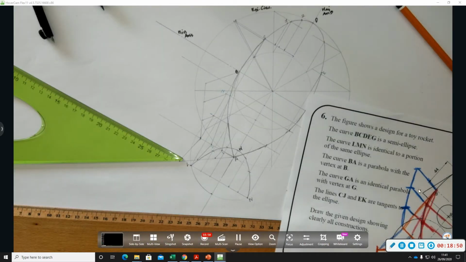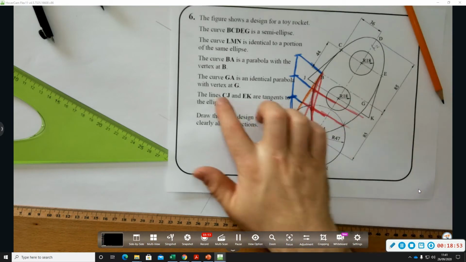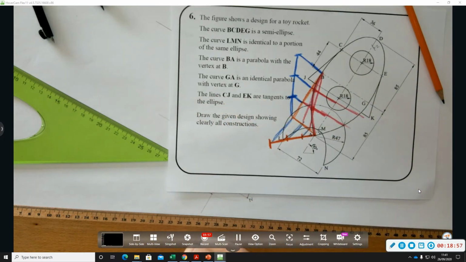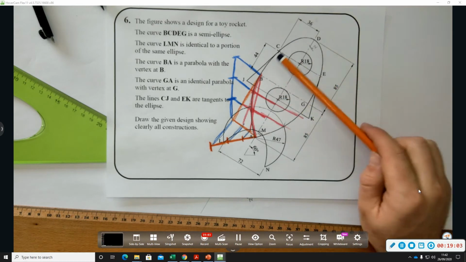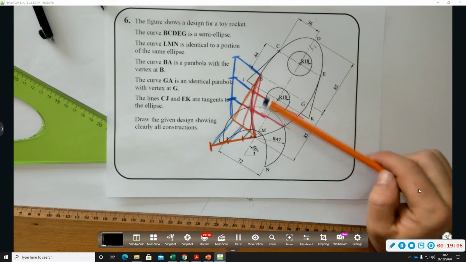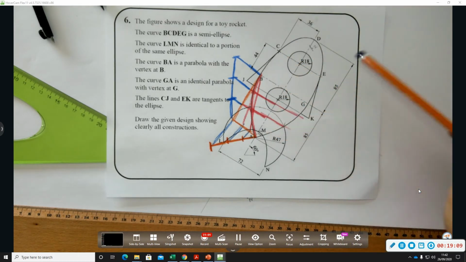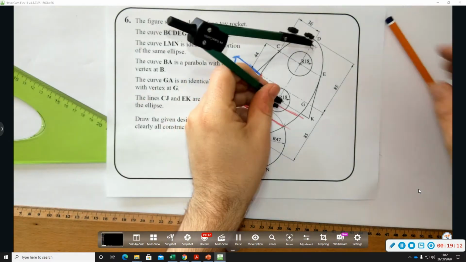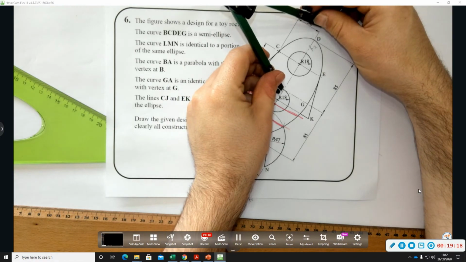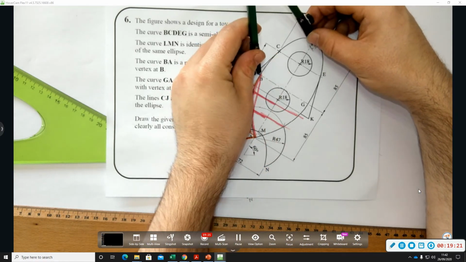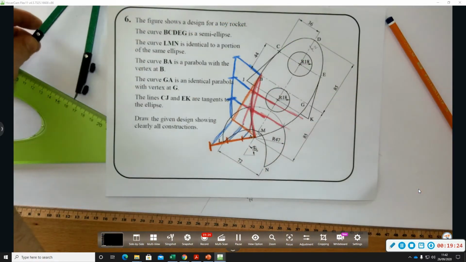Now, so I've got that done, so the next thing: the lines CG and EK are tangents to the ellipse. To draw a tangent to an ellipse from a point on the curve, you need the focal points. Now we don't have the focal points, so what we would do is take half the major and swing from the top of the minor. So you take half the major and swing from the top of the minor to get the focal points.